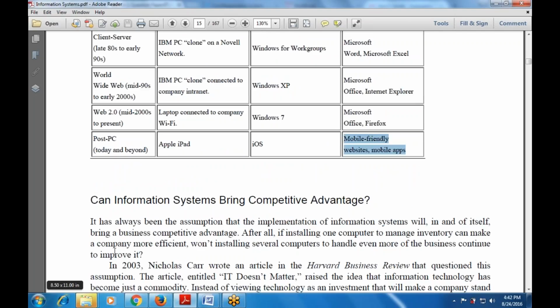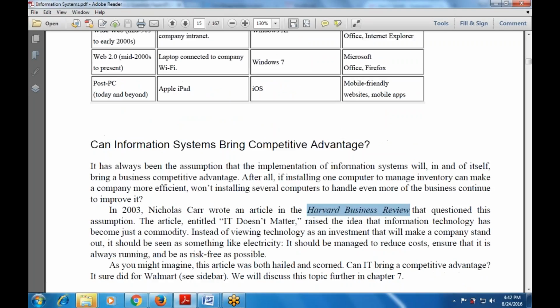Now, can information systems be a competitive advantage? This is the next topic. Can we use information systems as a competitive advantage? Nicholas Carr wrote an article in the Harvard Business Review that questioned this assumption, titled "IT Doesn't Matter." It raises the idea that information technology has become just a commodity. So instead of viewing technology as an investment that will make a company stand out, it is used like electricity, managed to reduce cost and to ensure that it is running.